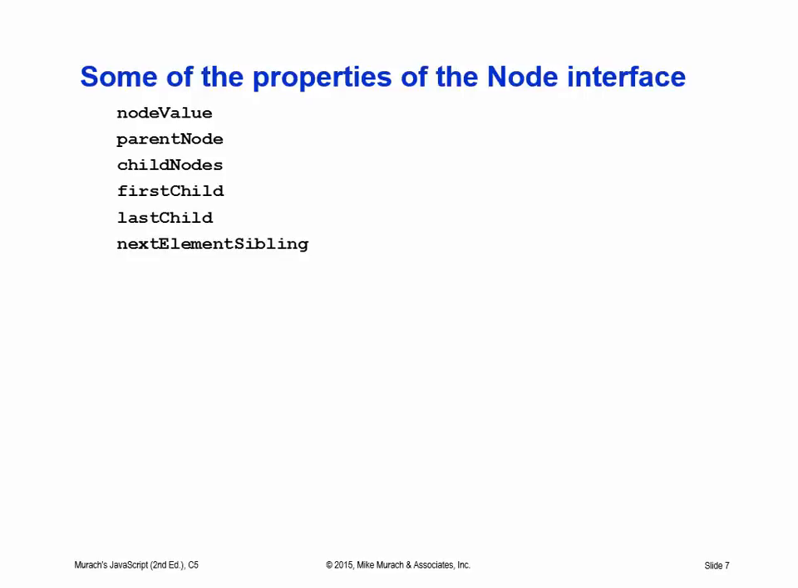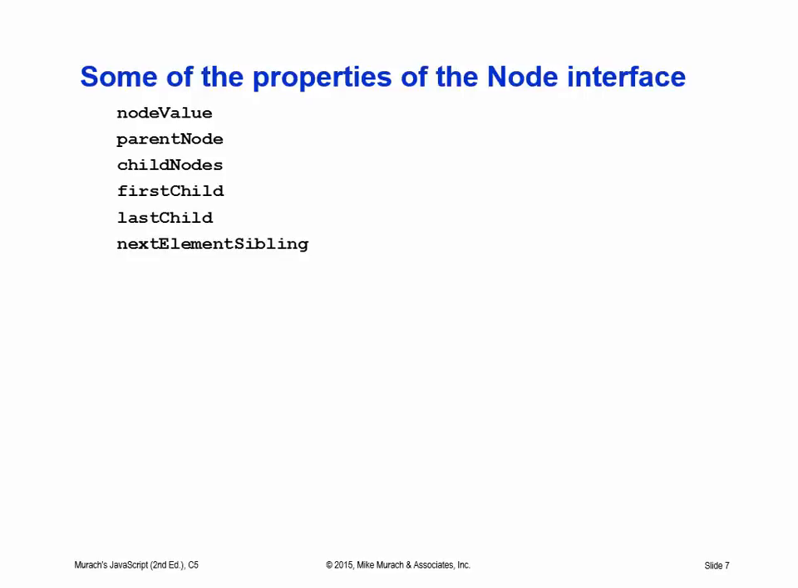So node value: for a text, comment, or attribute node, this property returns the text. Otherwise, it returns a null value. Parent node returns the parent of the current node if one exists. If none exists, it returns null. Child nodes returns an array of node objects representing the child nodes, the direct descendants of the current node. If this node doesn't have child nodes, the array contains no elements.